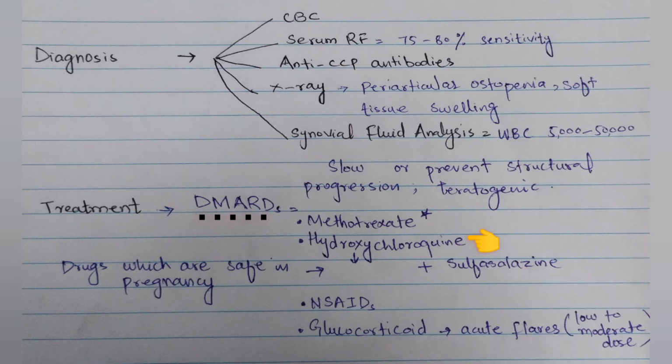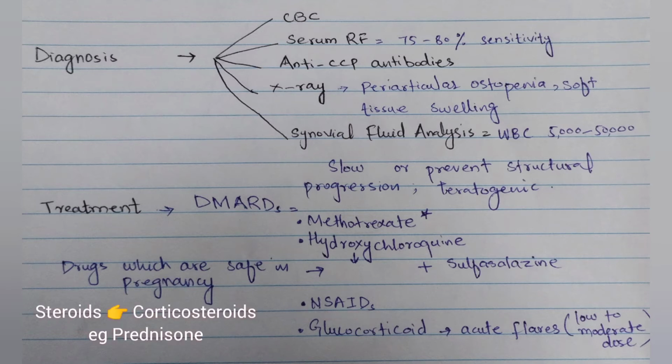Next one is hydroxychloroquine. Hydroxychloroquine can cause irreversible retinal damage. But we have two drugs which are safe in pregnancy, which are hydroxychloroquine and sulfasalazine. And we can also use NSAIDs, non-steroidal anti-inflammatory drugs, which can relieve pain and reduce inflammation. Here we can use steroids like the corticosteroid medication prednisone. Prednisone reduces inflammation and pain and also slows joint damage.